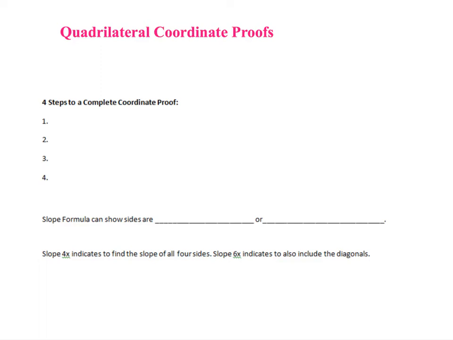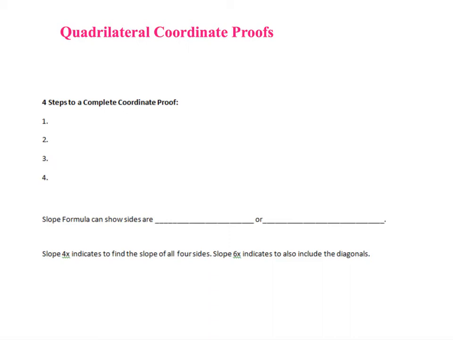Hi everyone. Occasionally on the Regents, instead of one of the traditional statement reason proofs, they ask you to do a quadrilateral coordinate proof, which would say something like prove quadrilateral ABCD is a rhombus. Okay, and we saw one of them in the Green Book, and the answer key to that proof, as well as a blank copy of it, will be in the Edmodo folder as well.